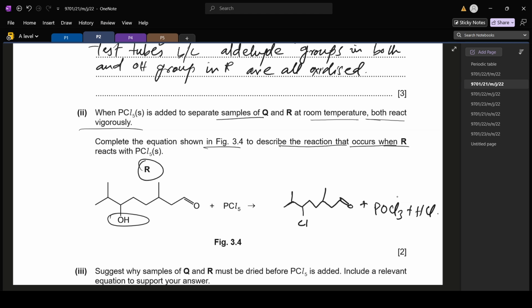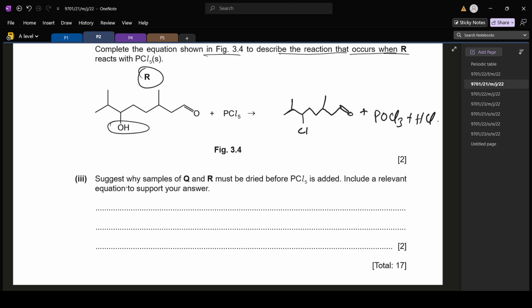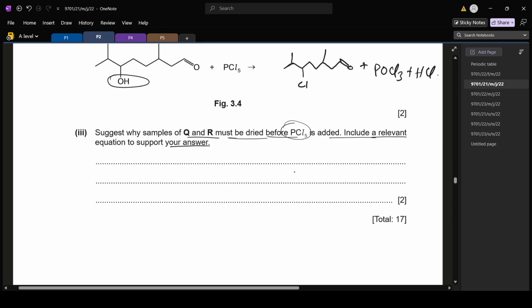Okay, moving towards the next question. Part 3. Suggest why samples of Q and R must be dried before PCl5 is added. Include a relevant equation to support your answer. It must be dried because PCl5 is hydrolyzed in water. It reacts with water to form phosphoric acid.